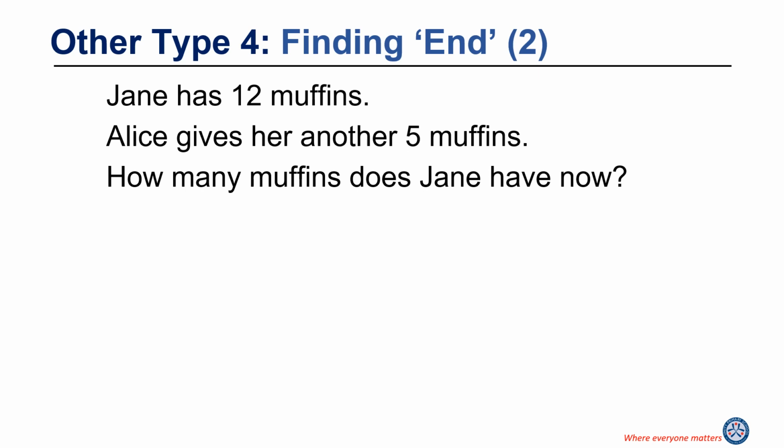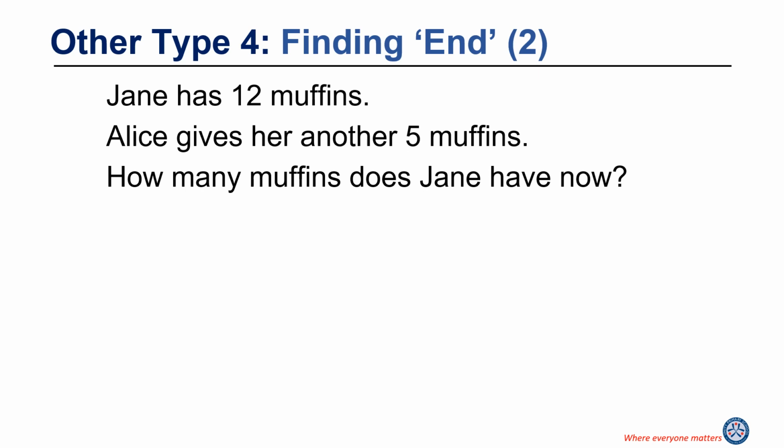In the previous example, the movement involves Jane giving away her muffins. In this example, the movement is the opposite. Jane receives muffins from her friend Alice. Although in these two questions, the last sentences are exactly the same, the models are different and the operations that we use to solve the two problems will be different too.